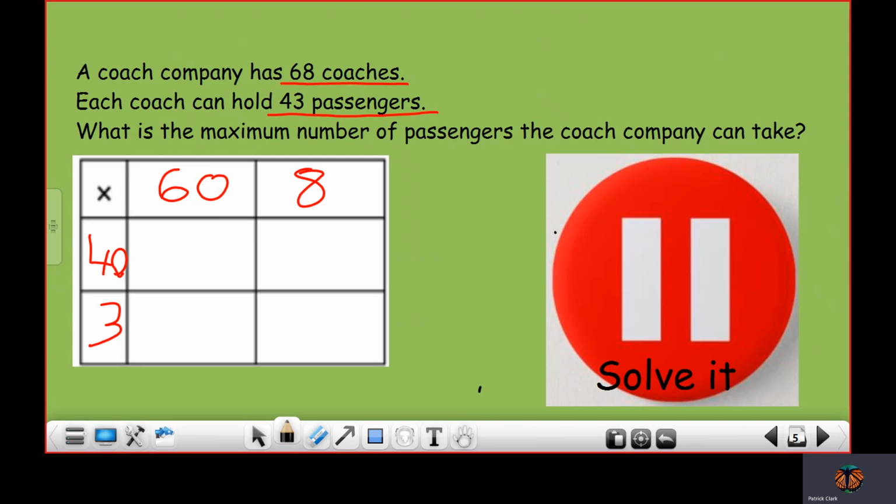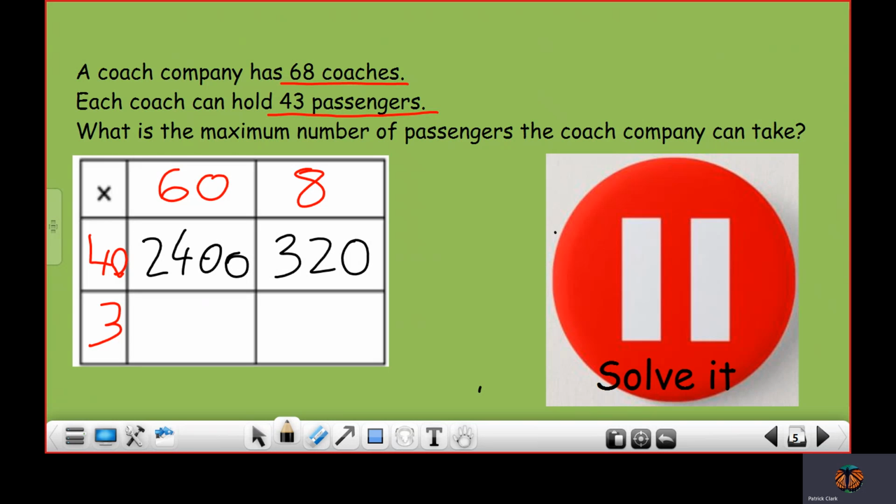So the first thing we're going to do is 40 times 60. I don't know my 40 times table, so I'm going to do my 4s and my 6s, and I'm going to times it by 100 at the end. So the answer is 24, or 2,400. Then I'm going to do 40 and 8, 40 times 8. Again, I can't do my 40 times table in my head. I'm going to do my 4 times table and times it by 10. So 4 times 8 is 32. So the answer to 40 times 8 must be 320.